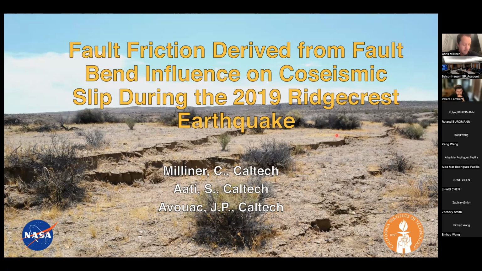So in this talk, I'm going to present some results where we've applied a new image correlation technique to try and measure the stresses and friction along the faults that ruptured during the 2019 Ridgecrest earthquake sequence, and I'll make the argument that we can use these satellite images to measure these important geomechanical properties.